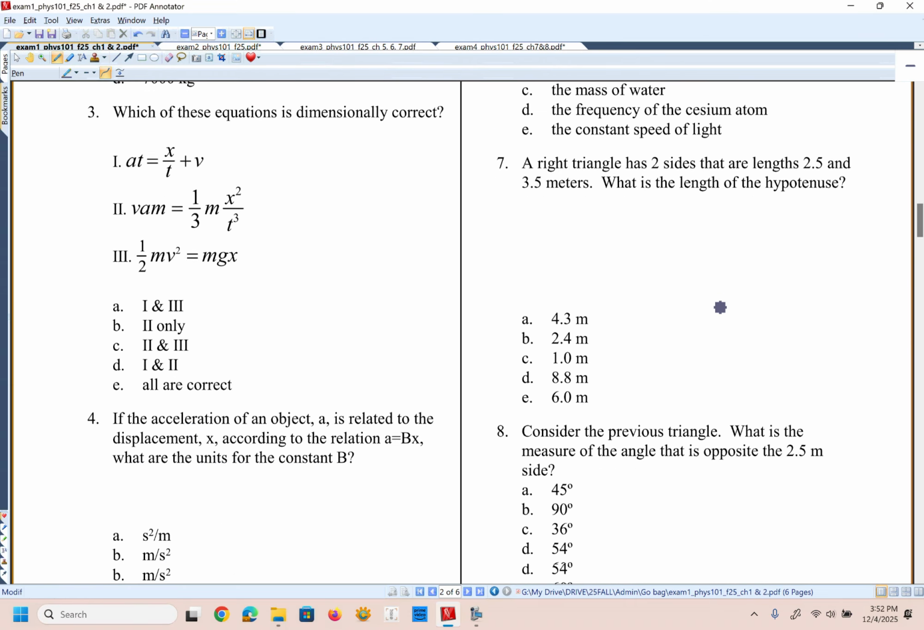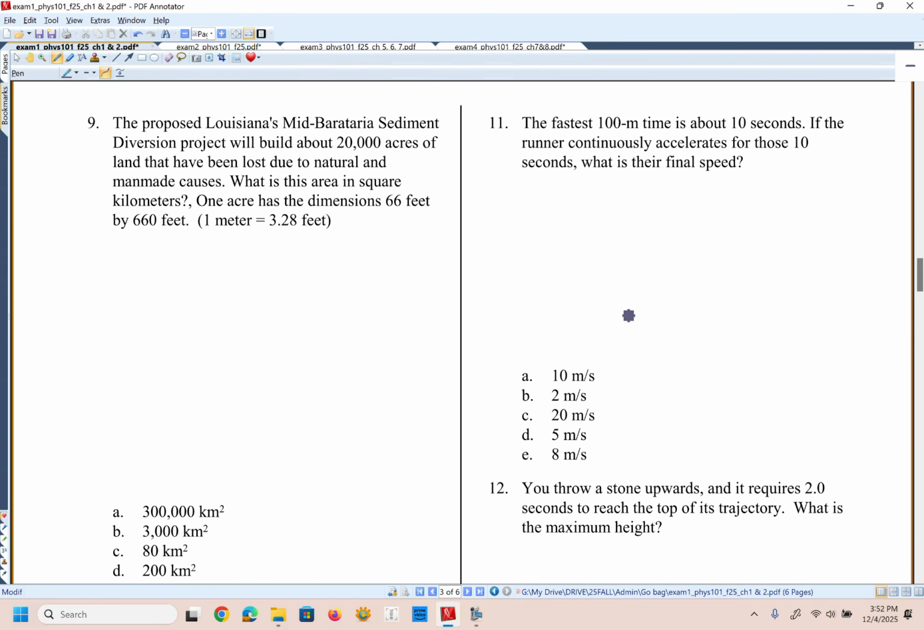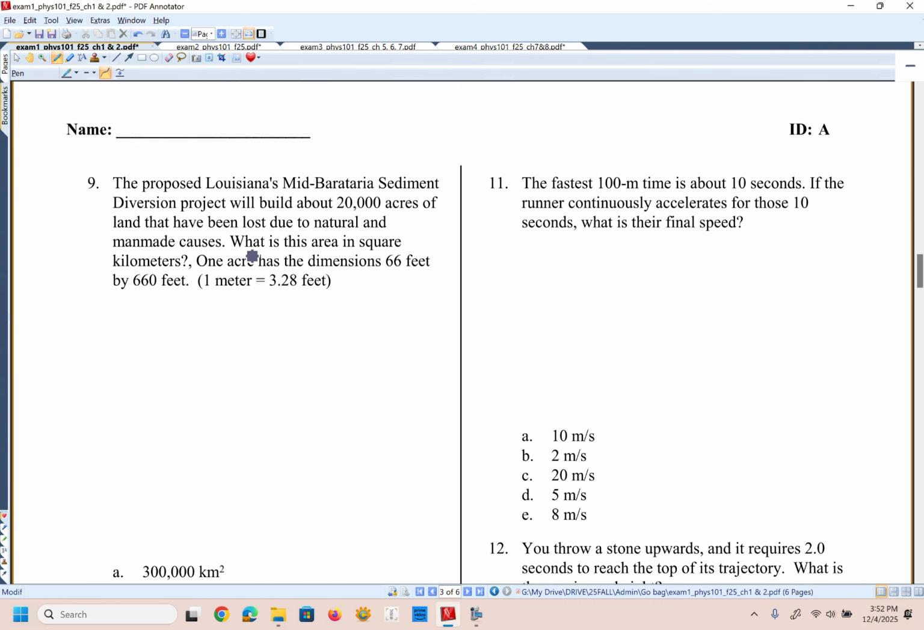I'm just going to sort of skim through here. Y'all didn't do very well on number 9 on this exam, but I did not put it on the final. Okay, so you can disregard that.